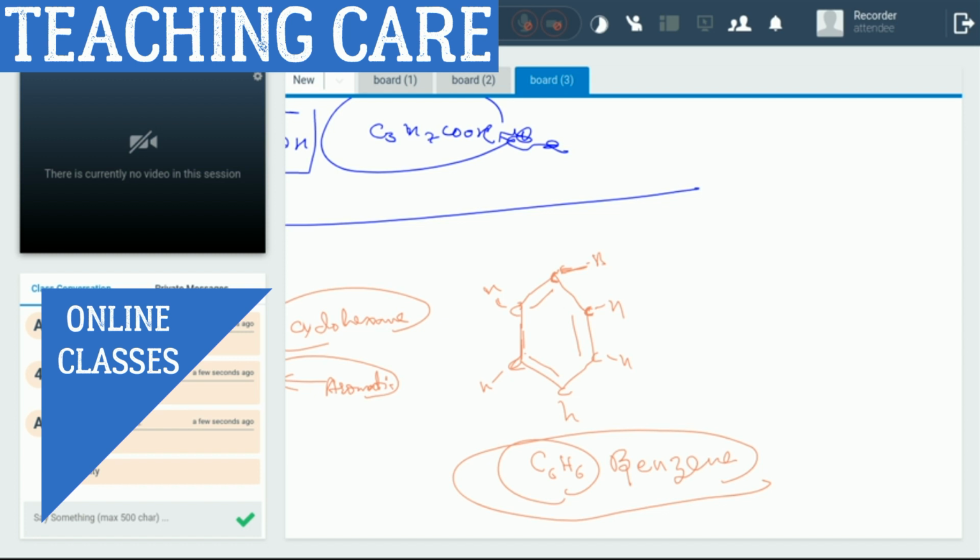Is its smell good or bad? Good. So this is known as an aromatic compound. Are these structures open structures or closed structures? These are closed structures. I hope you got it.